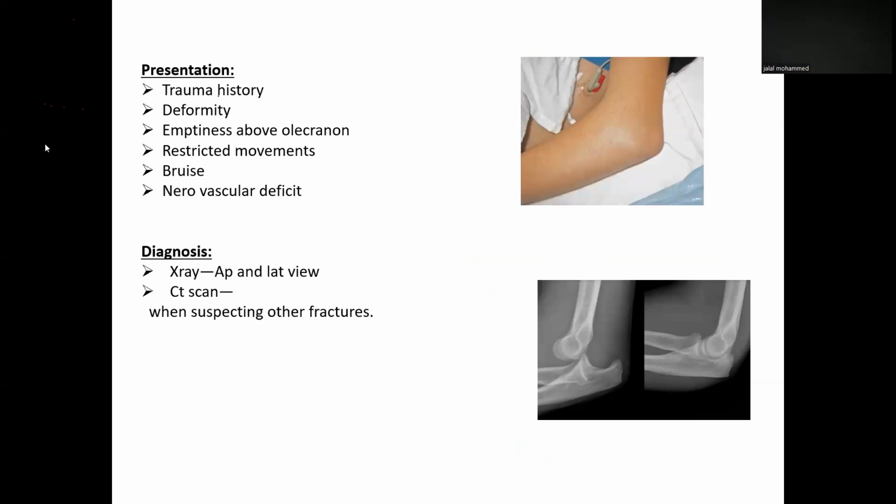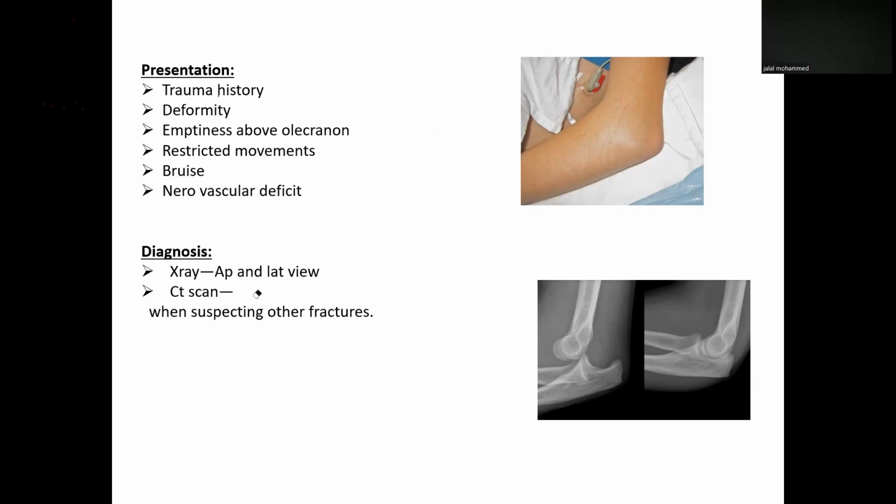What is the presentation? A patient will have a history of trauma, then deformity following the trauma, then above the olecranon you feel a disruption because of loss of triceps contact. Then the elbow has very restricted movement, with bruises over the elbow joint. This is how the patient presents. Neurovascular: all three nerves, the median nerve, ulnar nerve, and radial nerve, are vulnerable to injury along with the brachial artery. Diagnosis, as in any orthopedic problem, is by X-ray.